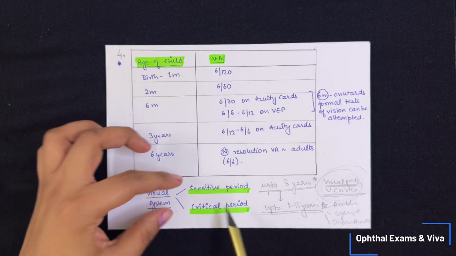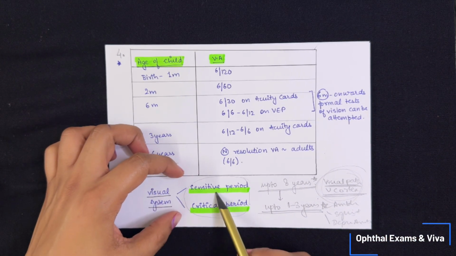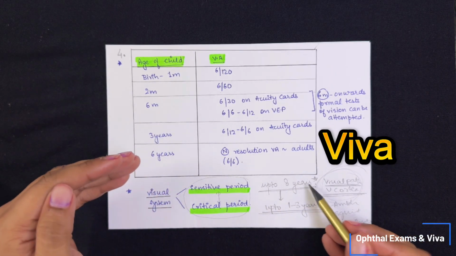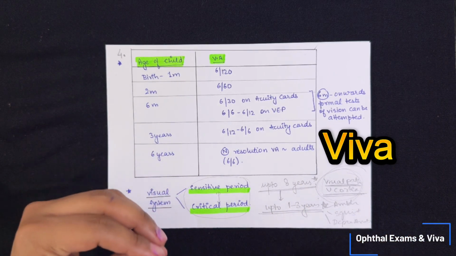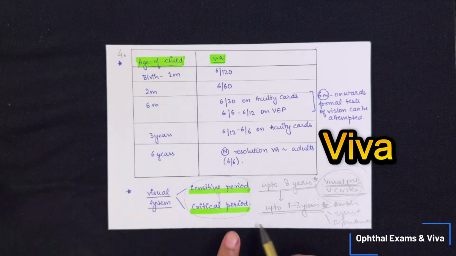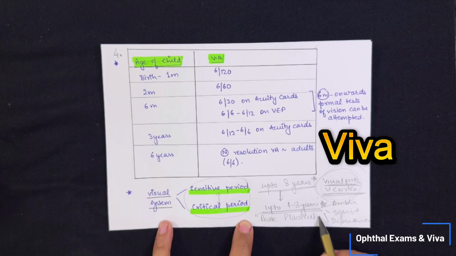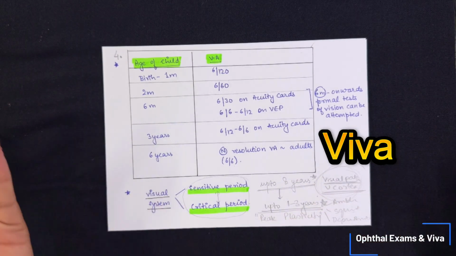Now, sometimes examiners use these two words interchangeably. Sometimes they ask what is the critical period of eye diagnosis, so they want to hear up to 8 years, and if they ask about the peak plasticity, they want to hear 1 to 3 years. So you have to judge the examiner and decide your answer accordingly.